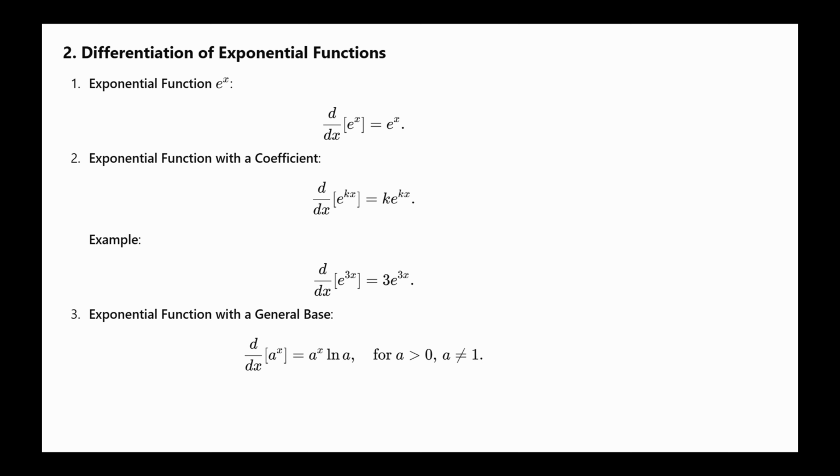Now the differentiation of exponential functions. e to the power x would simply become e to the power x. e to the power kx, again chain rule, you have to apply e to the power kx into differentiation of kx, which becomes k. So it can be written in this format. With the general base, a to the power x, its differentiation becomes a to the power x into ln a. So remember all these different differentiations along with their domains in which they are defined.